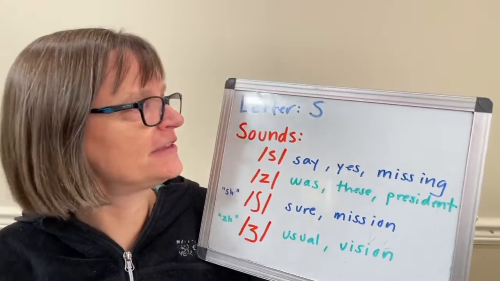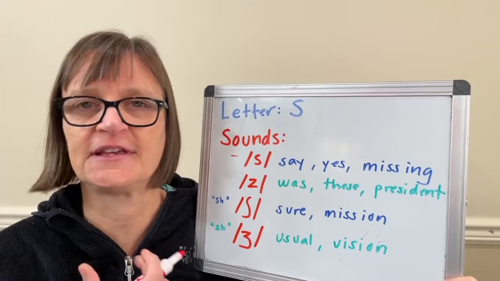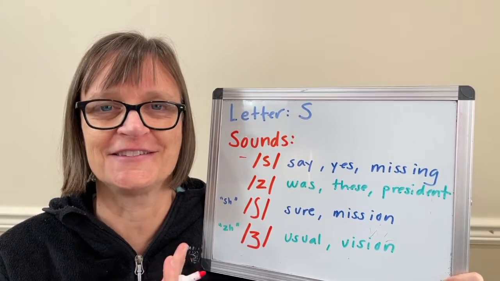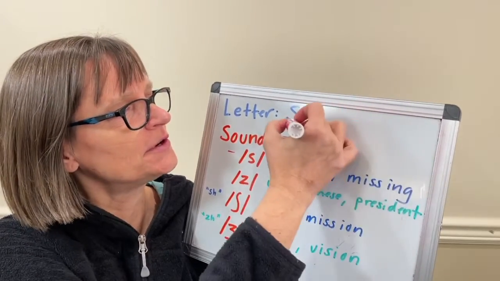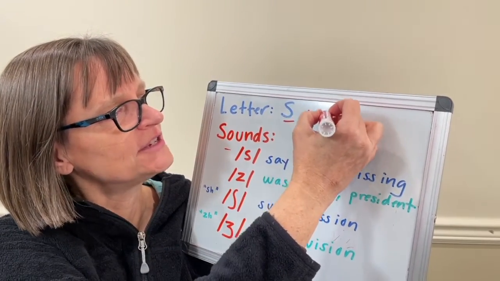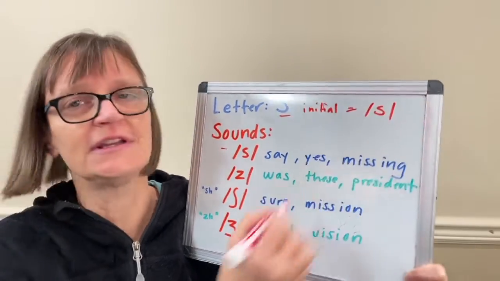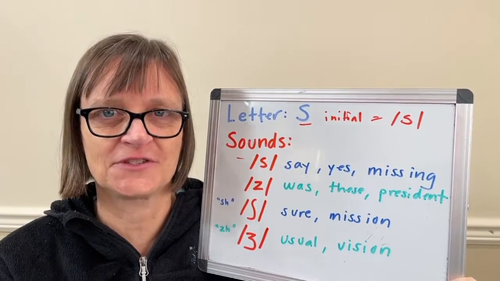So we think of letter S and we think of the S sound, like in say or Sam, and this is typically what letter S does at the start of words. So one thing that you can count on is that the S at the beginning of a word is going to be usually the S sound. So that's probably why we think of it as saying S.